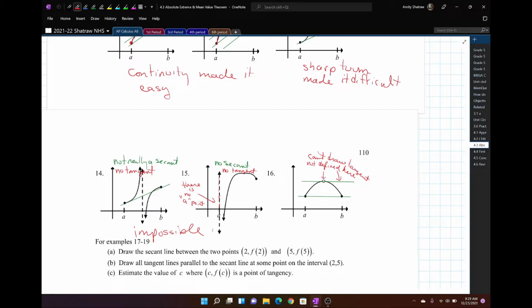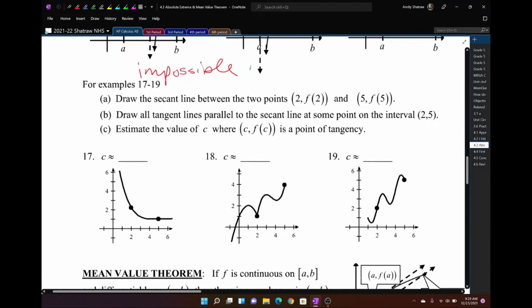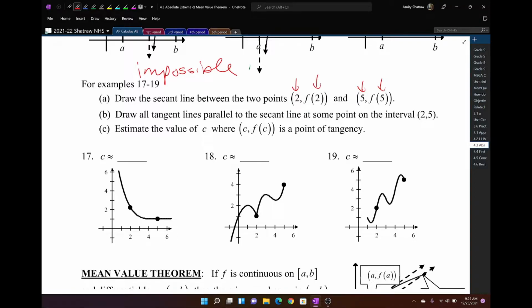So now that we've done that, we're feeling like we maybe have an idea of when we would be able to find that tangent line, right? Let's take a look at the next 3 examples. It says draw that secant line between the 2 points. Again, we have A and B, and we check the output at A and at B, and draw all tangent lines that are parallel to the secant line at some point on this interval from 2 to 5.